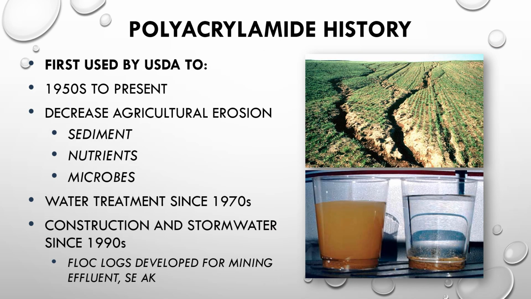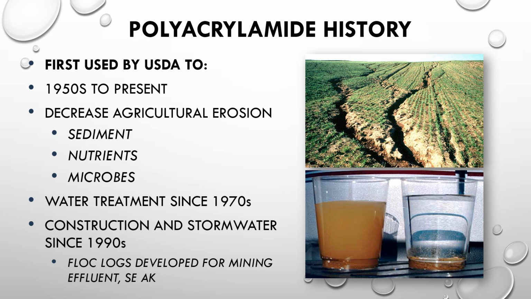Polyacrylamide, as I mentioned, also has a very long history. Since the pre-1950s, it was used as early as World War II. It's when they started using soil conditioning polymers to help stabilize runways under adverse conditions. And then since the 1950s, this is where the research really took off. The United States Department of Agriculture has been researching PAM and using and promoting PAM to decrease agricultural erosion and improve crop yield since the 1950s.